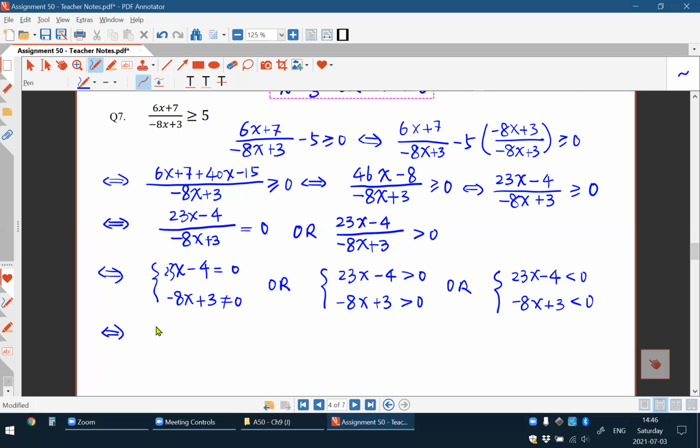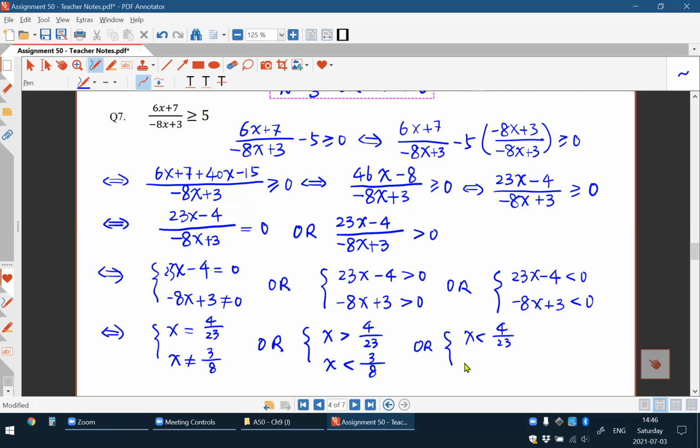Okay, so this is equivalent to, let's solve these 3 sub questions one by one. First of all, x should be 4 over 23 and x cannot be 3 over 8, or x must be greater than 4 over 23 and x is less than 3 over 8, right? Or x is smaller than 4 over 23 and x must be larger than 3 over 8.